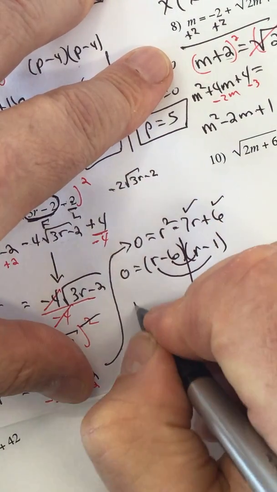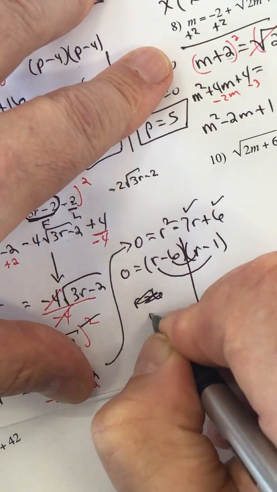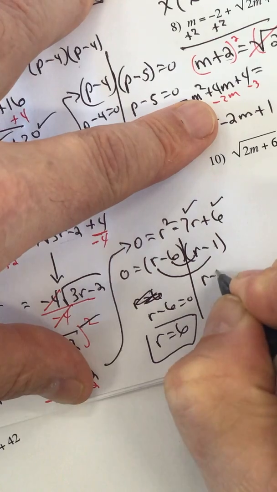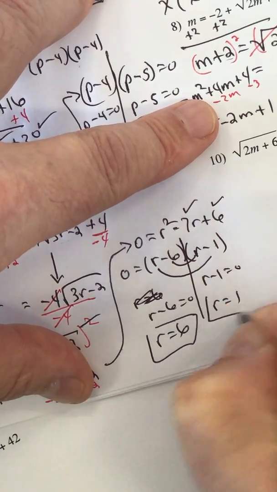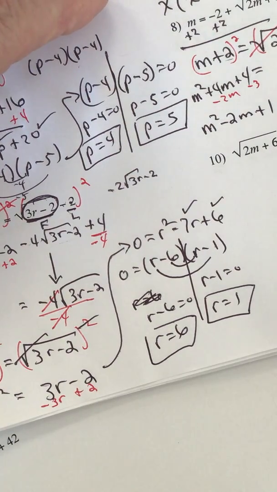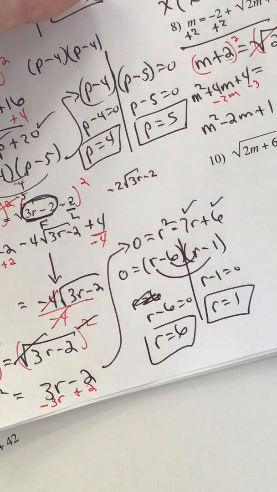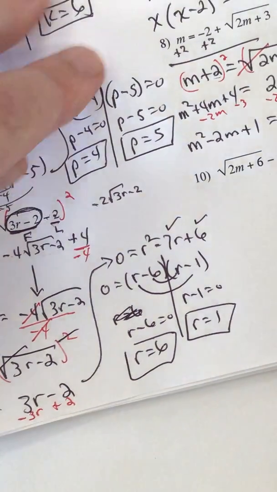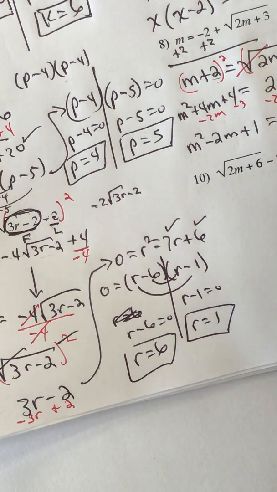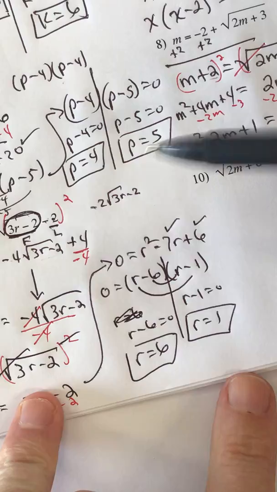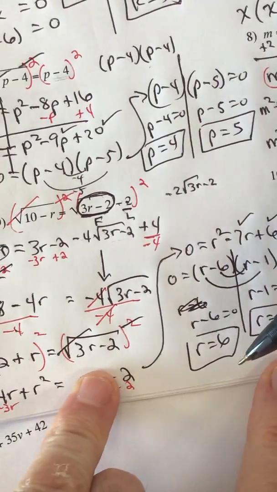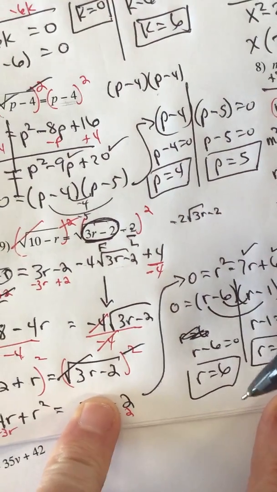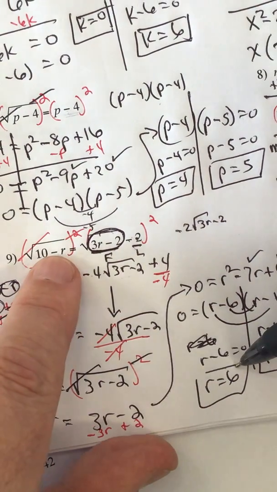So now each one of these equals 0 by itself. So r is 6 and r is 1. Now, we should be going back to check these. I'm going to go back and check this just to make sure, because sometimes when you have to square it twice, you get extra answers, so we need to go back and check this. We can do it in our head.